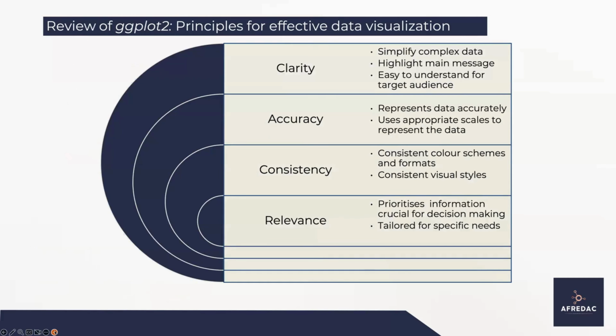So what are the principles of effective data visualization? How do you know that whatever type of visualization you use, you will communicate what is intended? There are basically 4 principles when it comes to effective data visualization. The first one is clarity. You're supposed to simplify complex data, and the main message has to be highlighted, and it has to be easier for the target audience to understand. So clarity is number 1.